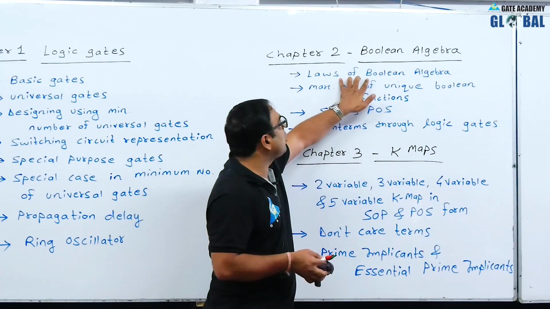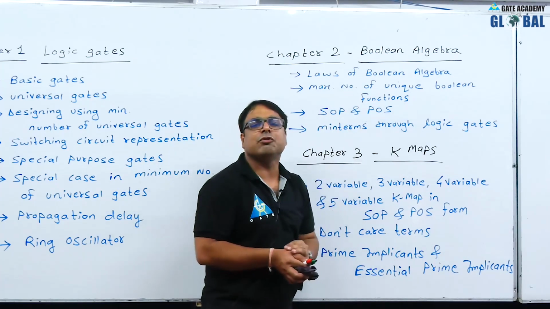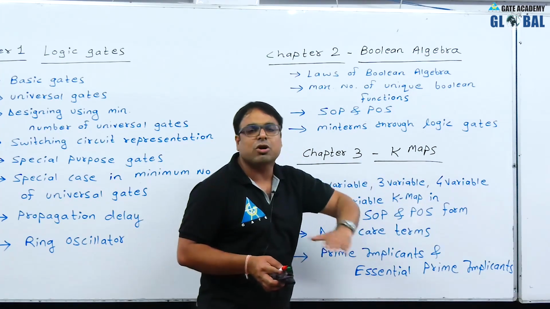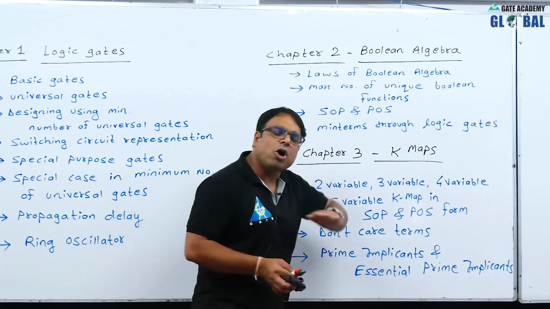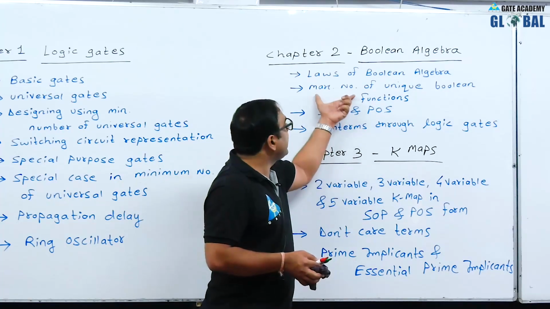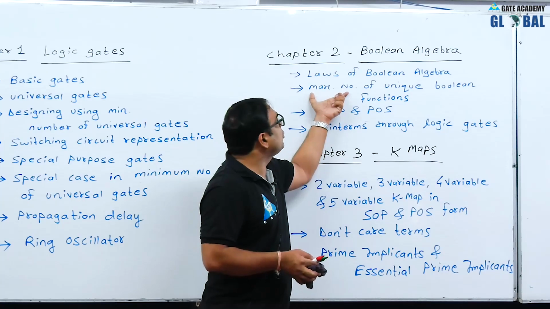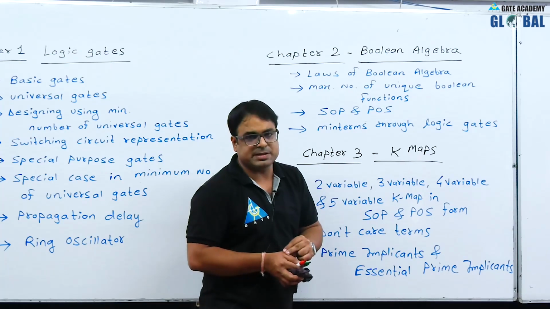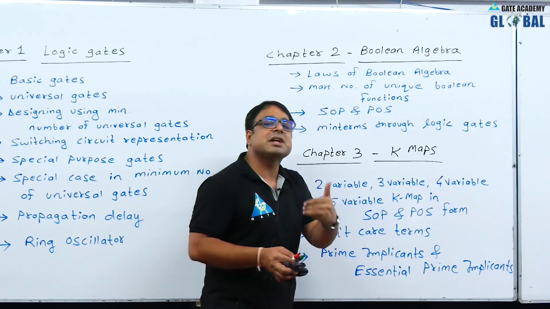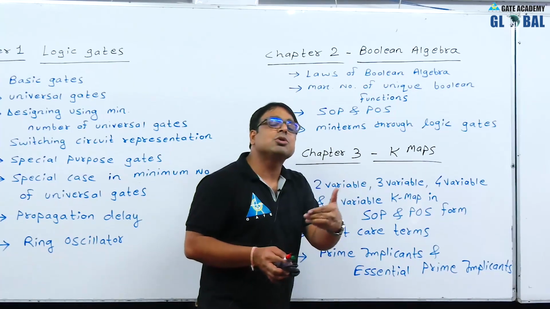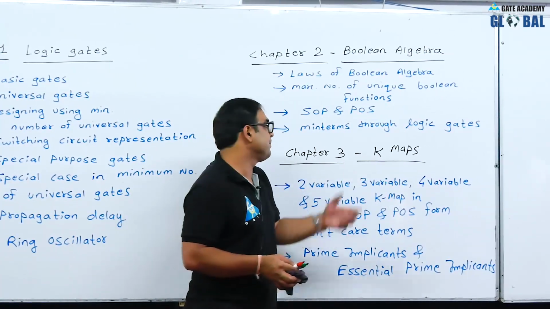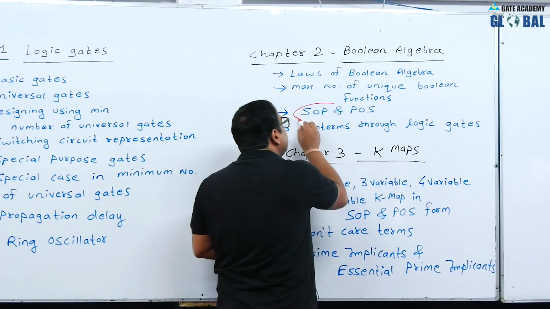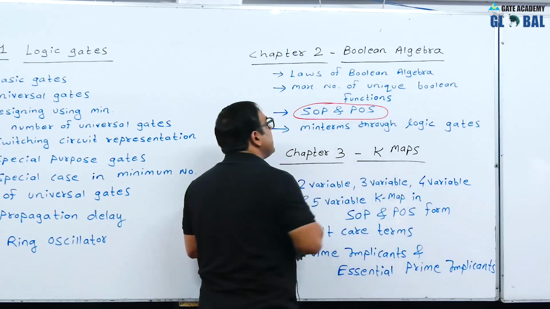In this, we will be minimizing the question using laws of Boolean algebra. We will cover all the laws, including associative law, consensus law, principle of duality, De Morgan's, all the laws we will discuss. Then we will discuss how to find the maximum number of unique Boolean functions for any number of variables. I said how to find, so we will not just concentrate on the answer, but also on how you can find this number.